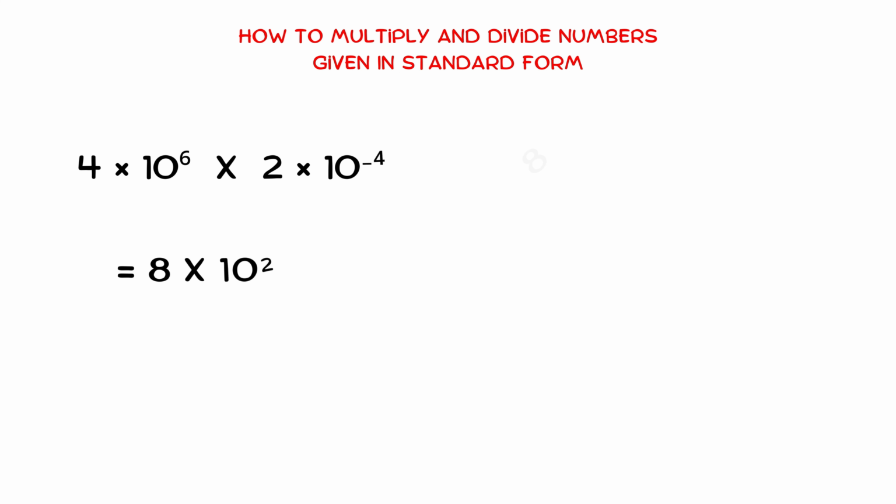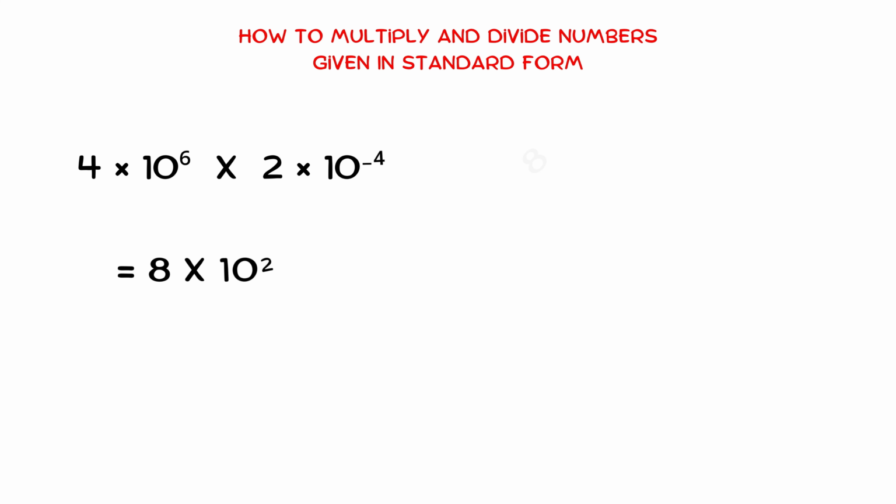In this first one, we're trying to multiply 4 times 10 to the power of 6 by 2 times 10 to the power of negative 4, so because we're multiplying them, the first thing we do is multiply the two front numbers, so 4 times 2, which gives us 8. Then to find the new power, we just add these two powers, so 6 plus negative 4, which is 2, and this means our answer will be 8 times 10 to the power of 2.